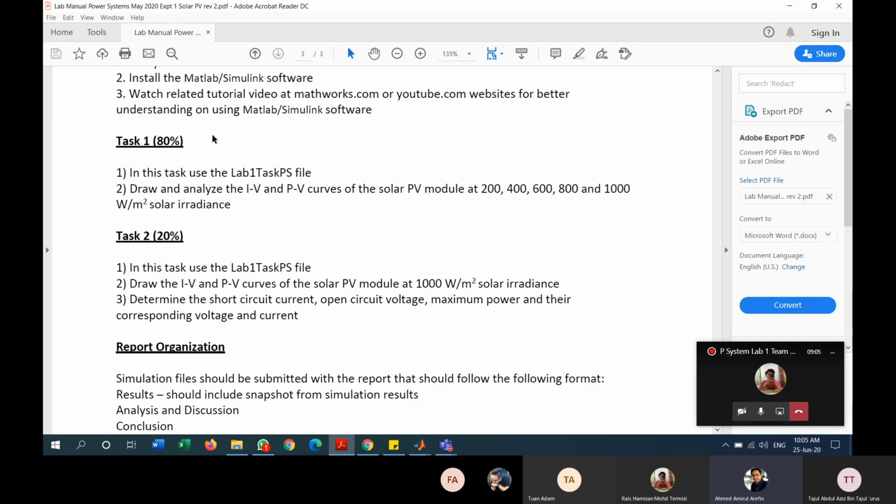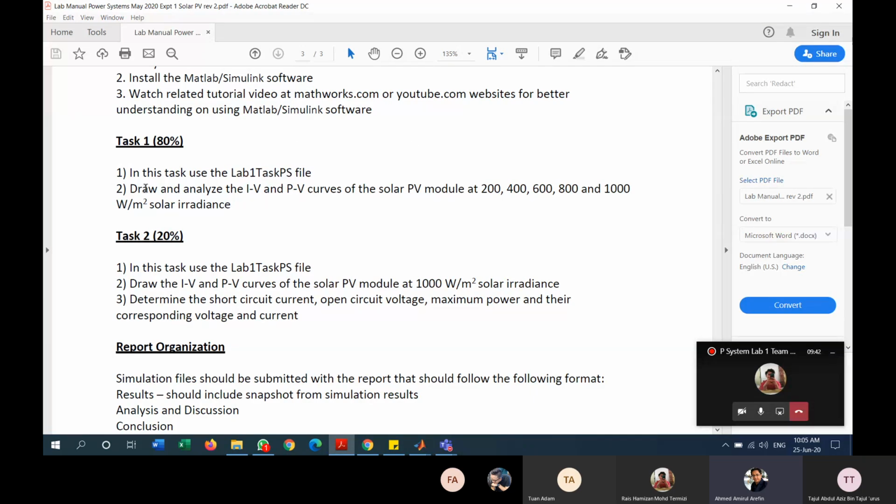It is very important to understand the task very carefully. So task one is basically 80%, which means the largest part of this lab. Okay. So basically here we will do some fundamental, very basic characteristics by doing some tasks. So first we will use the file, which is lab1 task ps.